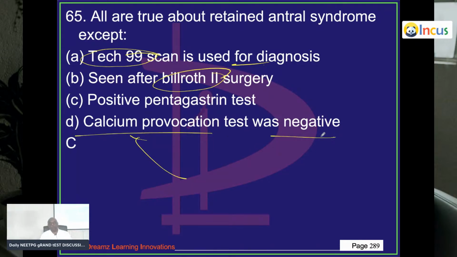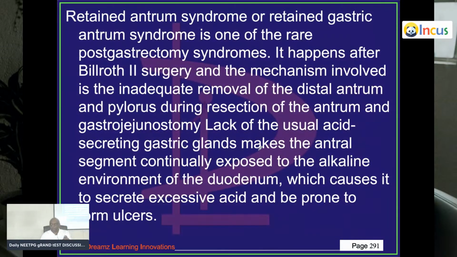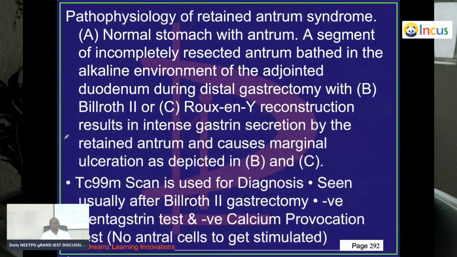First tell me, what is retained antral syndrome? So whenever you do Billroth type 2, then some part of the antral tissue remains. So that retained antrum, typically after gastrectomy, will start producing excessive acid, which leads to, once more, peptic ulcer features. That's called post-gastrectomy syndrome, is what you need to remember.